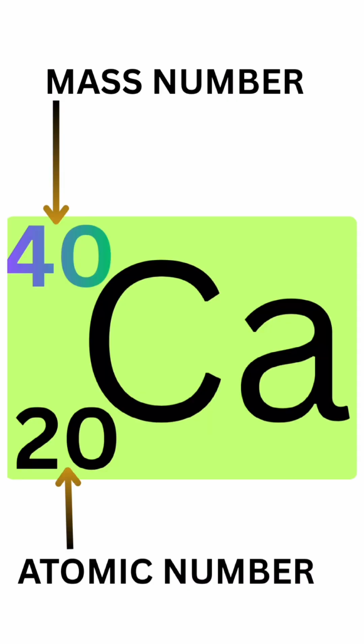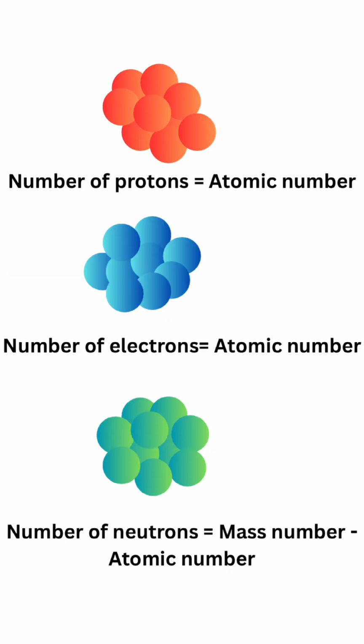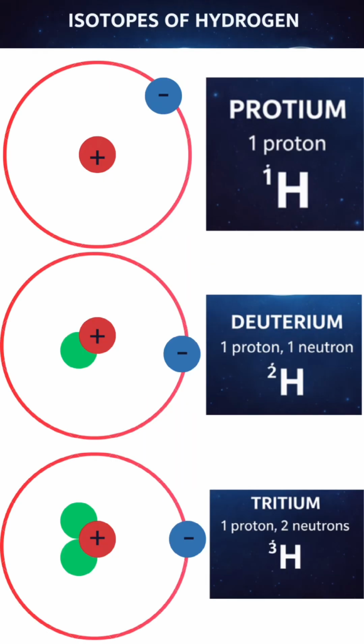We can use the atomic number and mass number to calculate the number of subatomic particles. The number of protons equals the atomic number. The number of electrons equals the atomic number. The number of neutrons equals the mass number minus the atomic number.